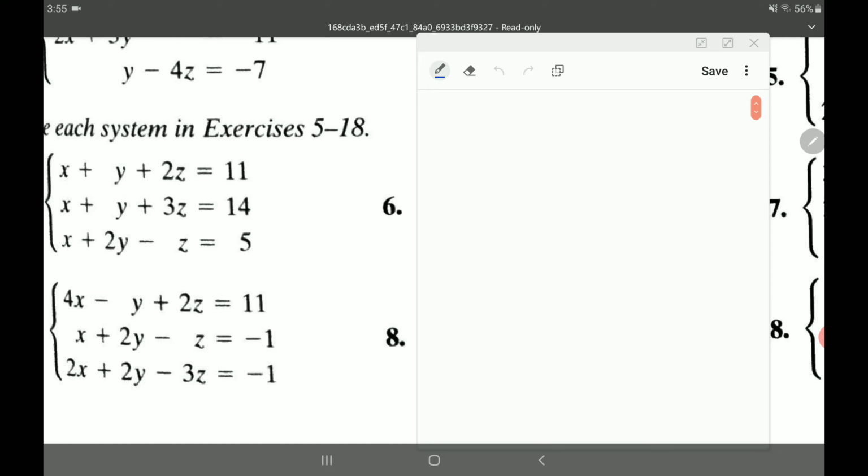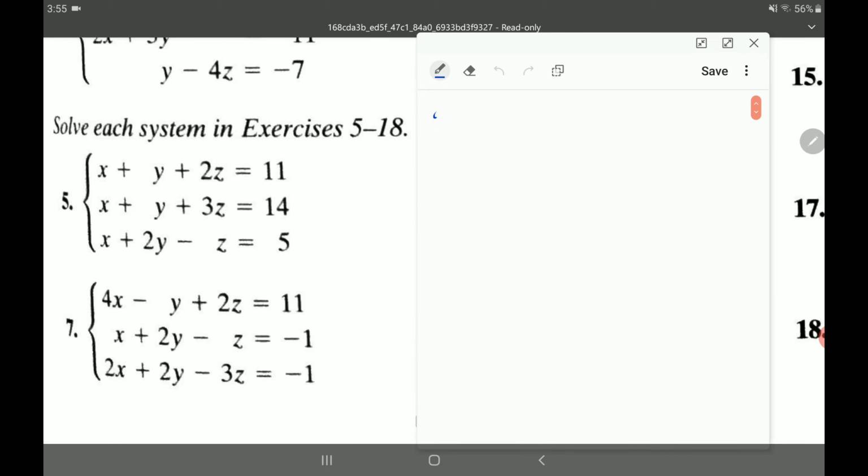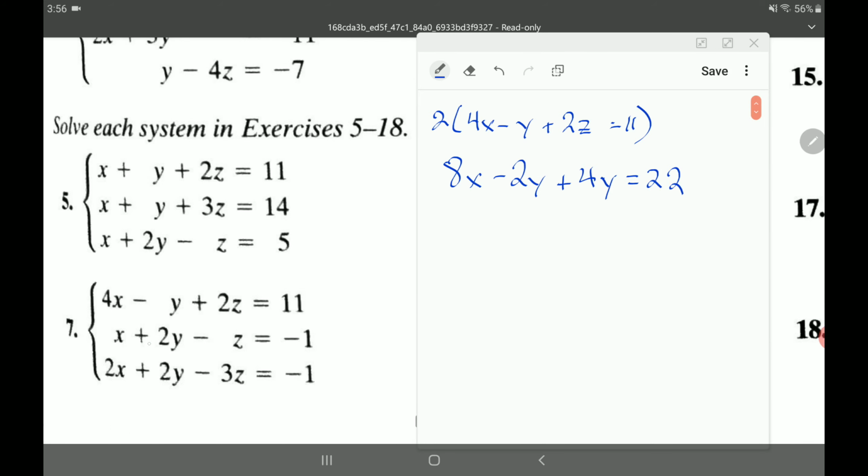For the top one, I'm going to multiply this row by 2. So it's going to be 2 times 4x minus y plus 2z equals 11. And that's going to give me 8x minus 2y plus 4z equals 22. Now I'm going to bring down this equation, which is x plus 2y minus... equals negative 1. Give me a second.